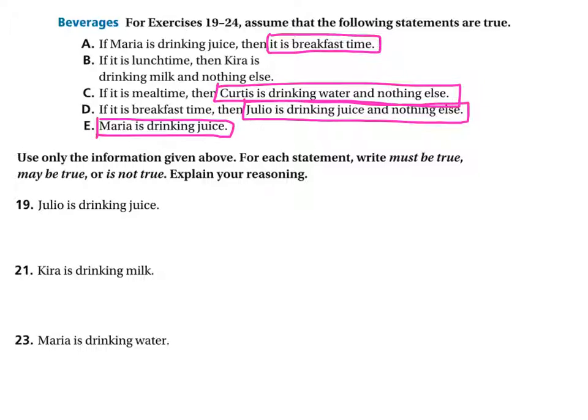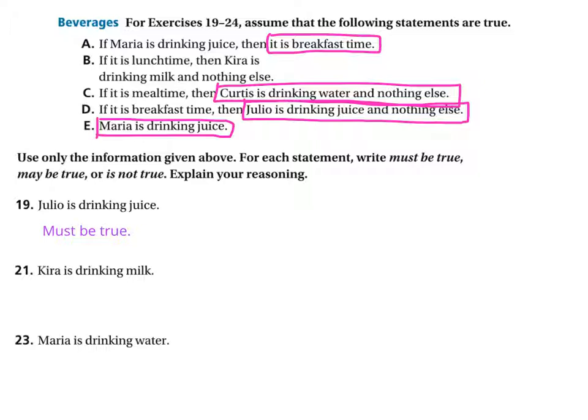Julio is drinking juice. Well, we know that it's breakfast time because Maria is drinking juice, and if Maria is drinking juice, then it's breakfast time. Since we know that it's breakfast time, we know that if it's breakfast time, Julio is drinking juice and nothing else, so that must be true. This must be true that Julio is drinking juice. Must be true. All right. Julio must be drinking juice because at breakfast time, Julio drinks juice and nothing else.